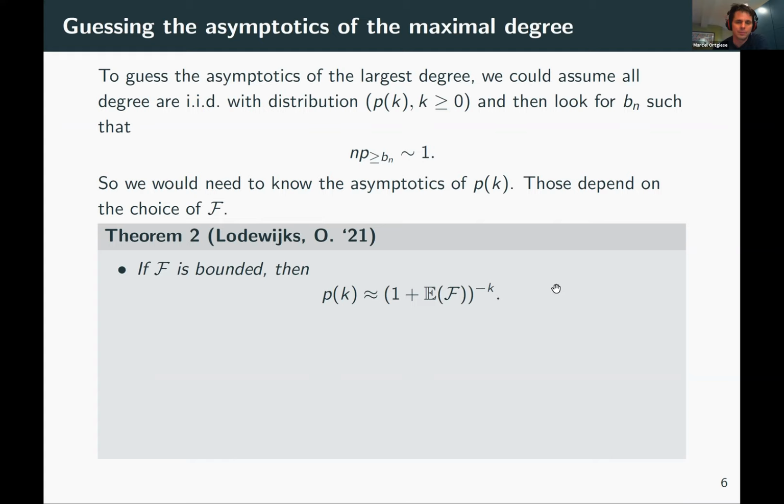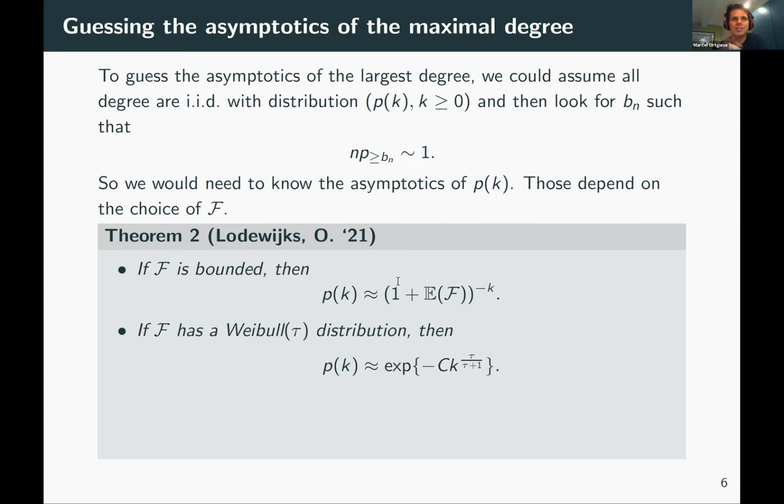And if you take something that doesn't have bounded support, in this case the Weibull distribution, just a reminder, the tails decay like e to the minus x to some power tau. Then you also see a stretched exponential decay for the degree distribution, but the exponent changes from tau to tau over tau plus one. It's analysis, looking at this expectation and analyzing how it decays for large k. No probability involved yet. And if you have Pareto, then similarly the tail of the distribution dominates and you get exactly the same decay for the degree distribution as you would get for the fitness distribution.